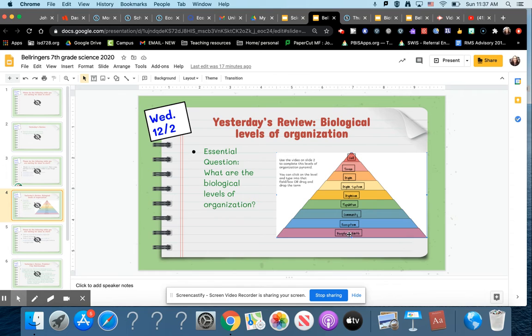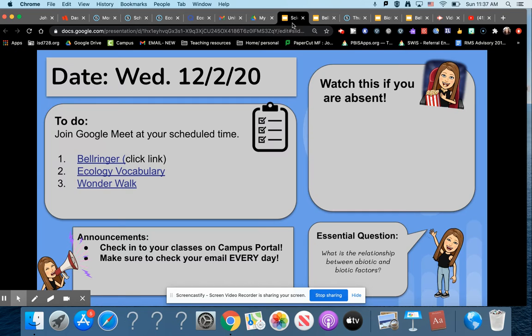So those are your biological levels of organization. You will need to keep this so that you know what's smaller and what's bigger, because you'll have to put them in order when you get to your test later on.